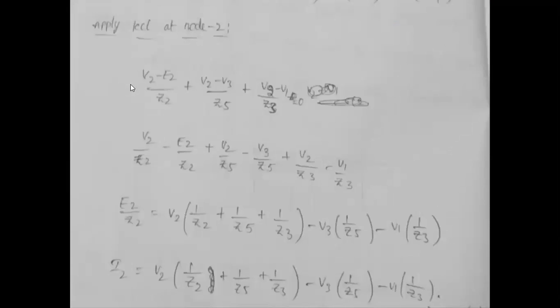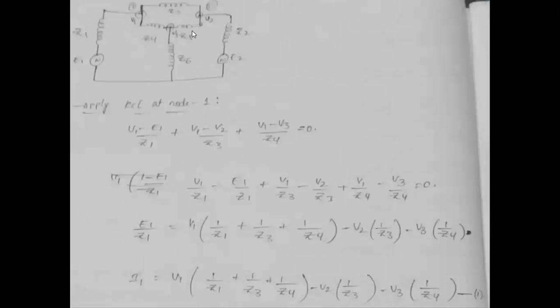In the same way, apply KCL at node 3. Where is node 3? This is node 3, with voltage V3. Therefore (V3 minus E1) by Z6, plus (V3 minus V1) by Z4, plus (V3 minus V2) by Z5. Then we simplify this equation and obtain equation number 3.